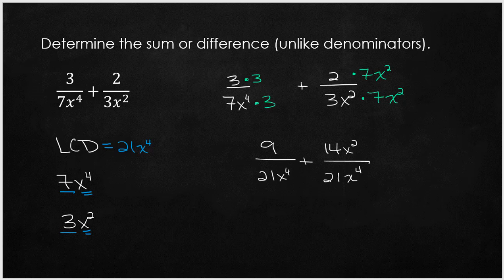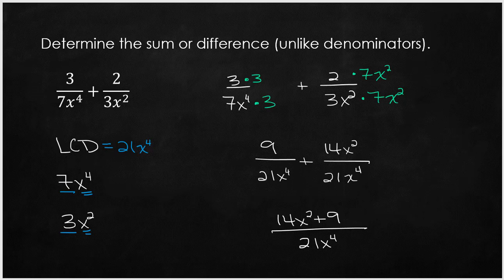And now that I have common denominators, I'm just going to add 9 plus 14x squared. I'm going to go ahead and write the variable term in front. If you didn't write it like that, it's really not that big a deal. I just do it out of habit. And then 21x to the 4th.